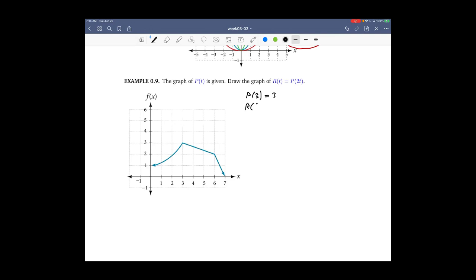That means that R at 3/2, which by this formula is P at twice the argument, which is P at 3, will be 3. So R will get to value 3 in half the time it takes P to get to value 3, namely at the point 1.5. Likewise, P takes 6 seconds to get to value 2 for the second time. R will take half that time, 3 seconds.